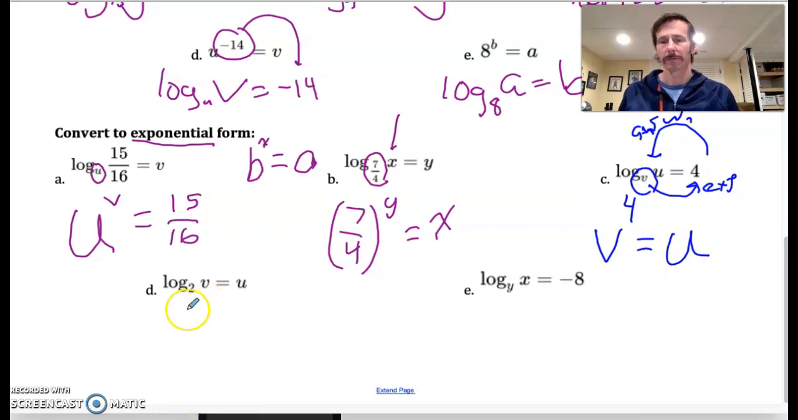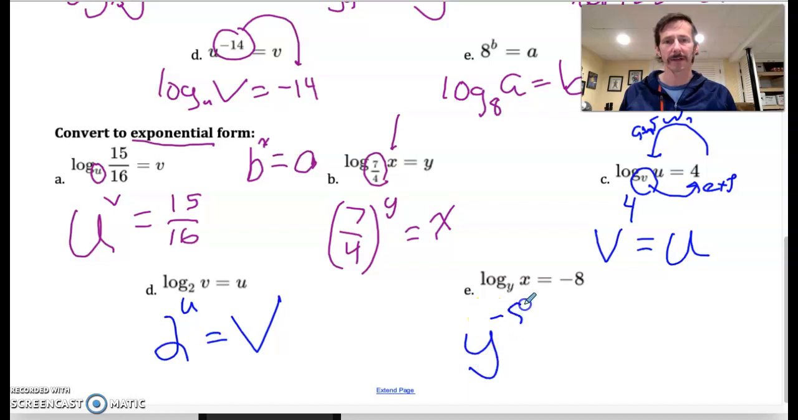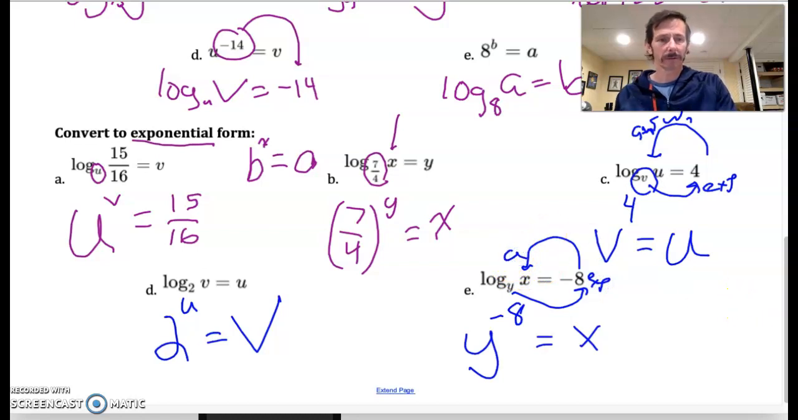Okay, hopefully you got 2 to the U equals V. Be careful with your U's and V's because they look kind of similar, but this is a U. Boom, it's right there as my exponent. And last one, give it a go. All right, base is Y, exponent is -8 equals X. So again, we kind of swoop over here, we pick this guy up, and that becomes our exponent, and this becomes our answer. All right, moving on. We're done with the page of notes.